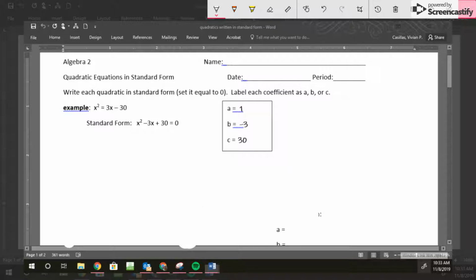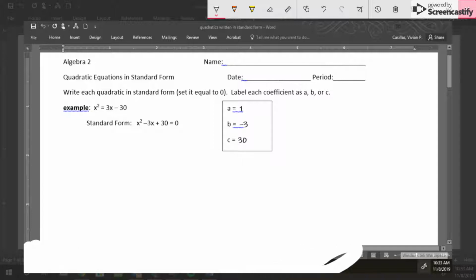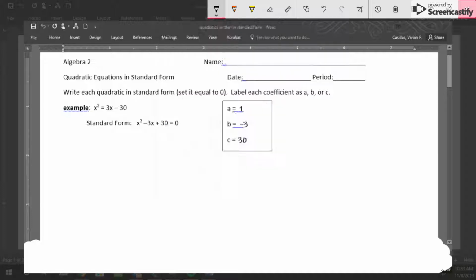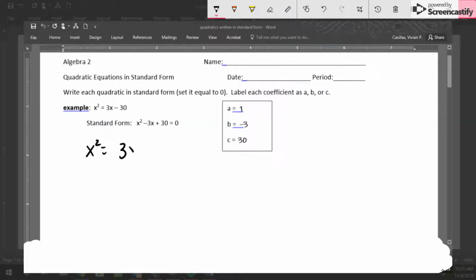The first problem I already did for you, but I skipped a lot of steps. So what I'm going to do right now is take the problem and work it out really slowly so that you can see how I got that answer. The problem is x squared equals 3x minus 30. I'm just rewriting this problem down here.